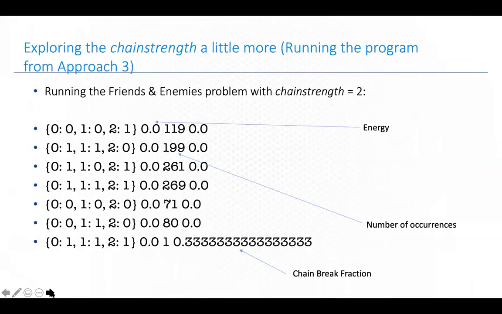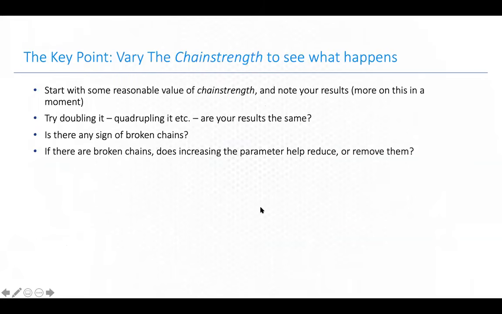All right, so let's continue. We're going to vary the chain strength, start with some reasonable value. I'll tell you what that is in a minute. Try doubling it, tripling it. Is there any sign of broken chains? And if so, can you get rid of them by increasing the parameter? In other words, if you do increase the parameter, will they all go away? If you can't, then something else is going on.